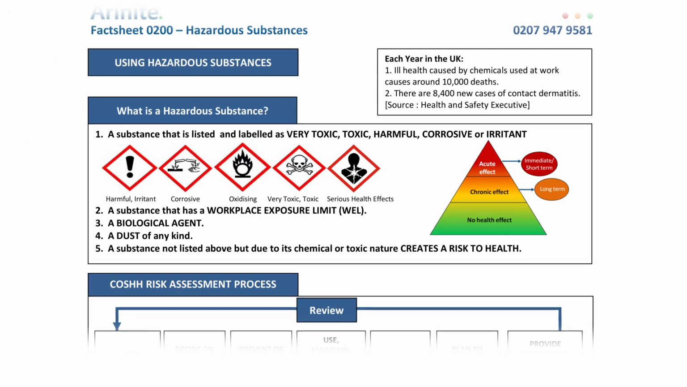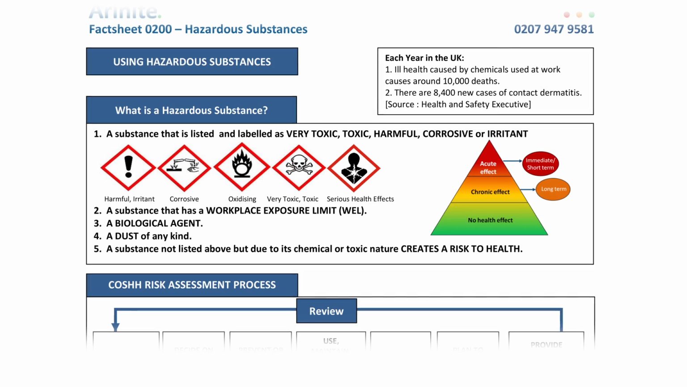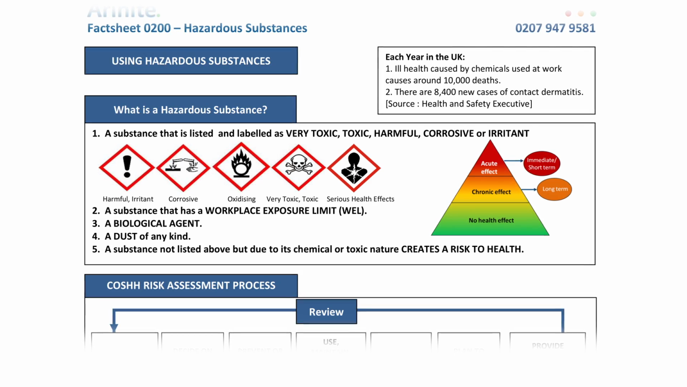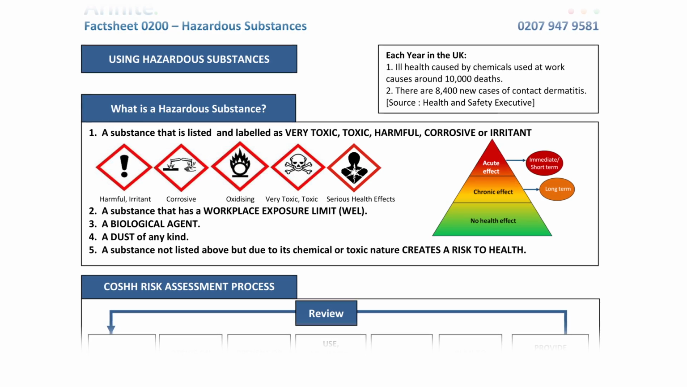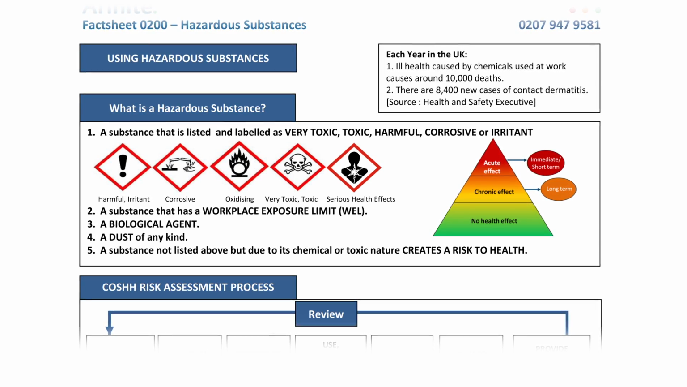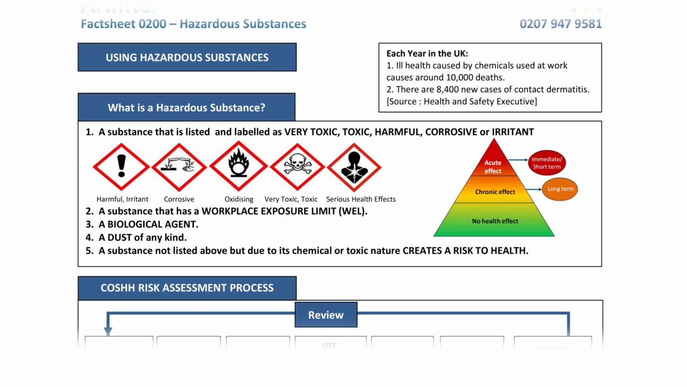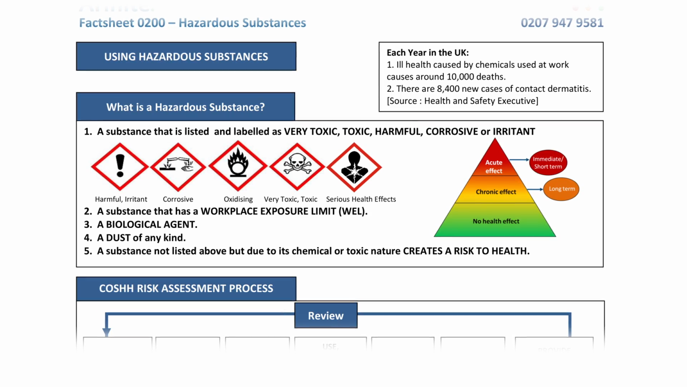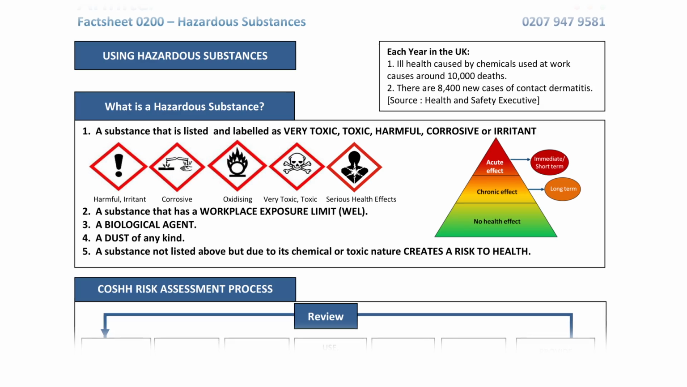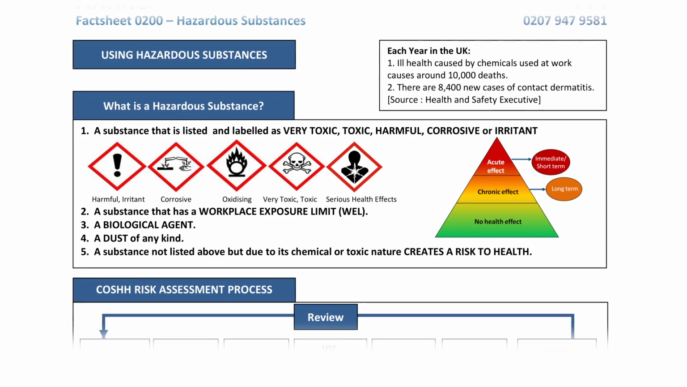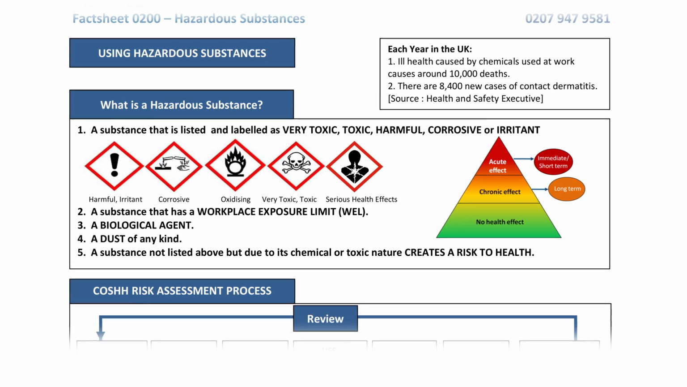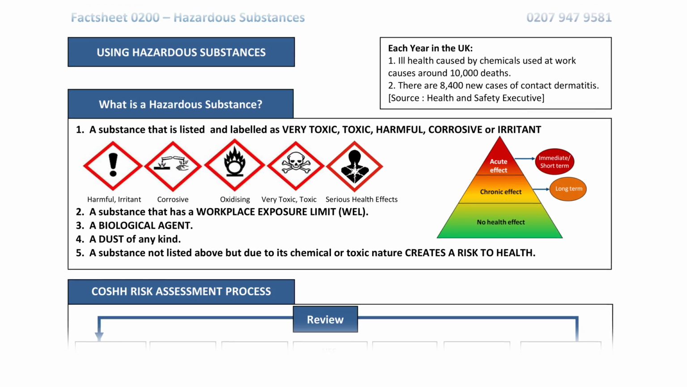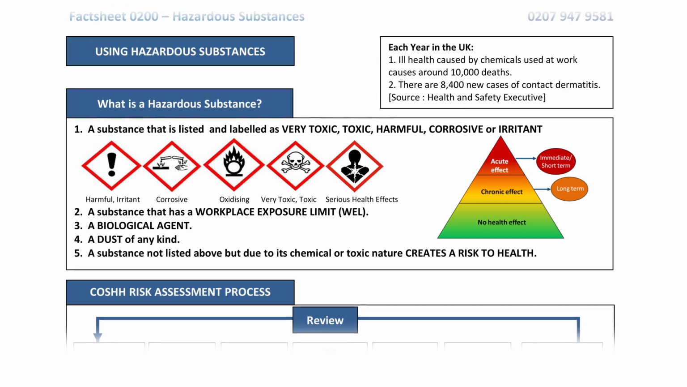A substance that is listed and labelled as very toxic, harmful, corrosive or irritant. Each of these definitions has a symbol, as you see on the diagram. A substance that has a workplace exposure limit, a biological agent, a dust of any kind. And finally, a substance not listed above, but due to its chemical or toxic nature, creates a risk to health.